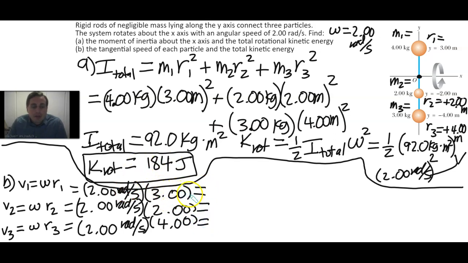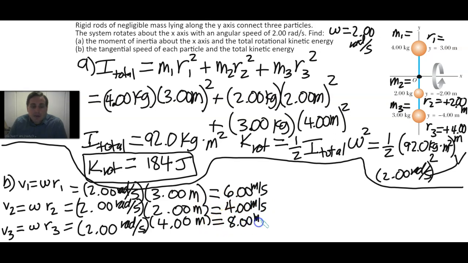So 2 times 3, so 2 radians per second times 3 meters, that should be 6.00 meters per second. Then we need 2 times 2, that's 4.00 meters per second. And then finally 8.00 meters per second, if my mental math is good.